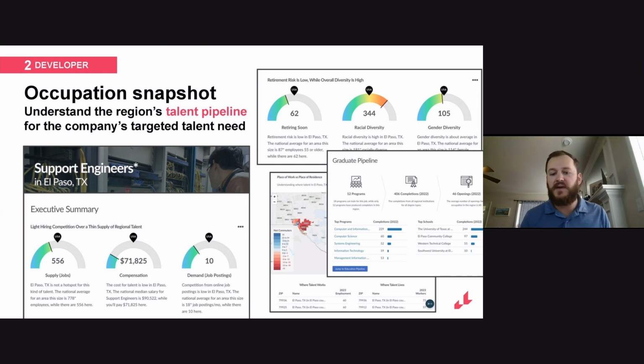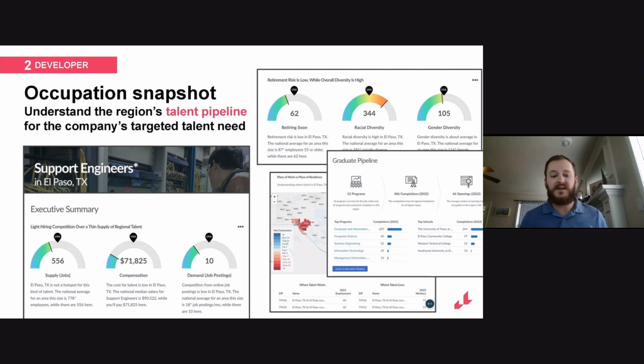How much are they going to have to pay my, in this case, support engineers? And how does that compare against other regions that they might be looking at? We can even start to dive into things like local demand through job postings and understanding what other employers in the region are looking for. Are they looking for not only the same occupations, but maybe the same skill sets that I am? So what is my competition for workforce going to be in the region? And is there a gap in the region that my company might be able to come and fill to pull in these workers that maybe there's an overrepresentation of in a given region?